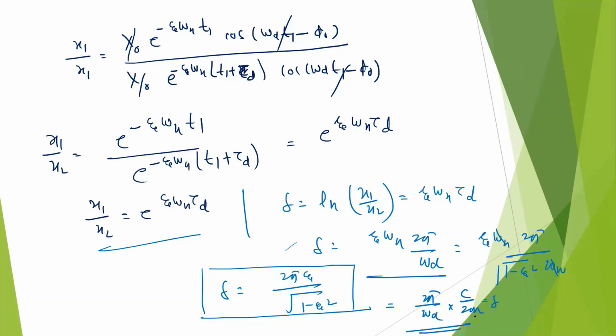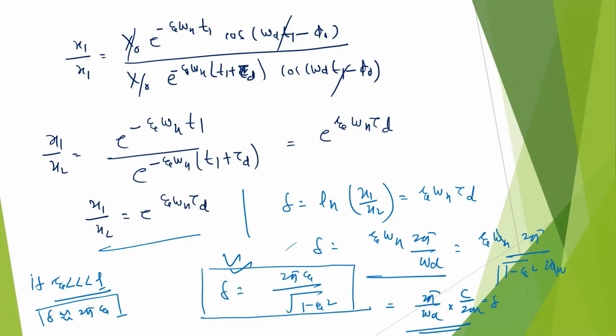Now if zeta is very, very much less than 1, then this can be approximated, and we can write delta equals 2 pi zeta, but this is the approximated value. The exact value is 2 pi zeta over the square root of 1 minus zeta square. If zeta is very, very much less than 1, then this can be approximated in this form, right?